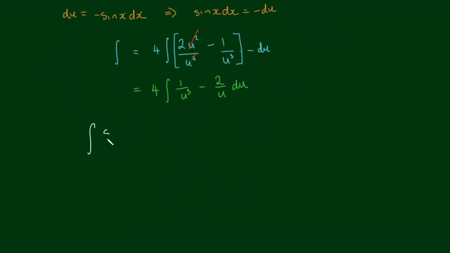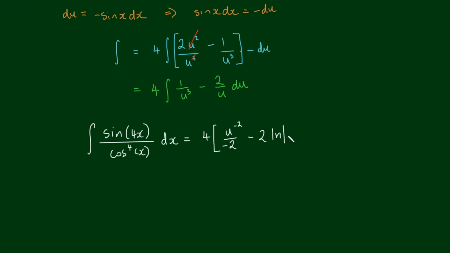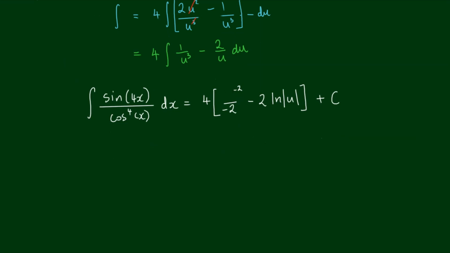So we've got the integral of sine of 4x over cosine to the 4th power of x dx is equal to 4. The first term integrates to u to the power of negative 2 on negative 2. Increase the power by 1, divide by the new power. Minus 2. Now the integral of 1 on u, of course, is equal to the log of the absolute value of u. And we add the constant of integration plus c at the end. Now u was equal to cosine of x. So we have cosine of x to the negative 2 on negative 2 minus 2 by the natural log of cosine of x.